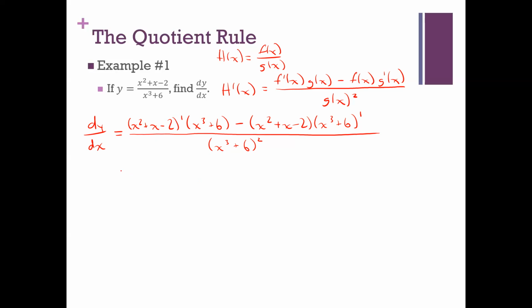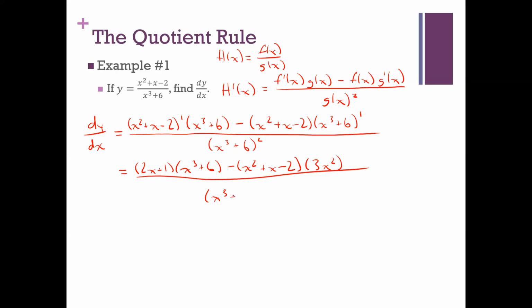Right, we heard a call for power rule. What's the derivative of the first term, or the first set of brackets I need to differentiate here? 2x plus 1. Leave x cubed plus 6 alone. Minus x squared plus x minus 2 times 3x squared, all over x cubed plus 6 squared.